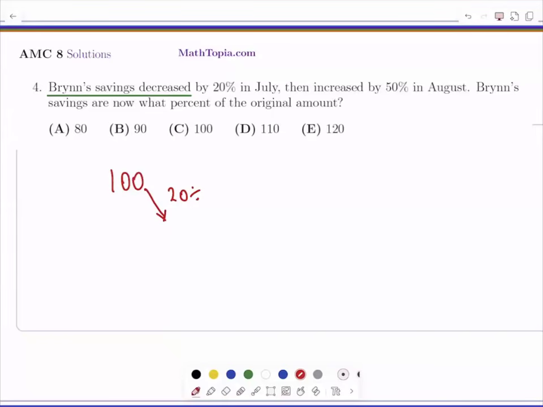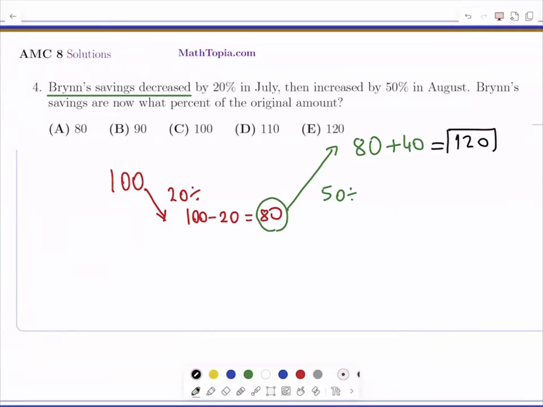20%. If the 20% decrease happens, what's going to happen? It's going to be equal to 80%. Good. Then an increase happens by 50%. What is 80 divided by... 40? 240? That's going to be 120% of the original amount is what he gets by the end of August.